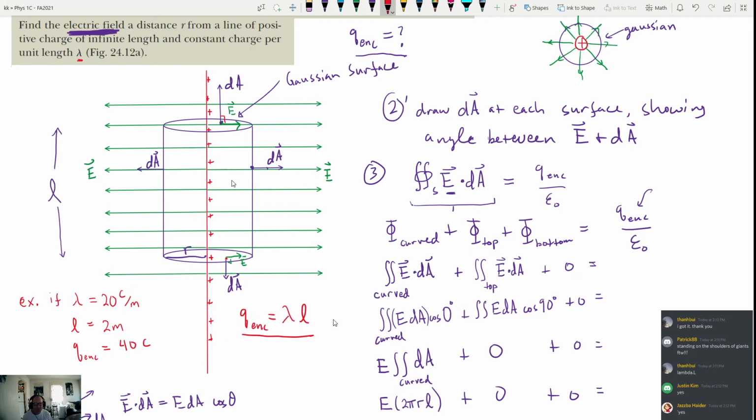Okay, so we figured out what's put on the right-hand side. Let's go through and complete the problem now. On the right-hand side, what we have now is lambda times L, that's what Q enclosed is, divided by epsilon naught. And that's basically going to be what the right-hand side states as we go down here.